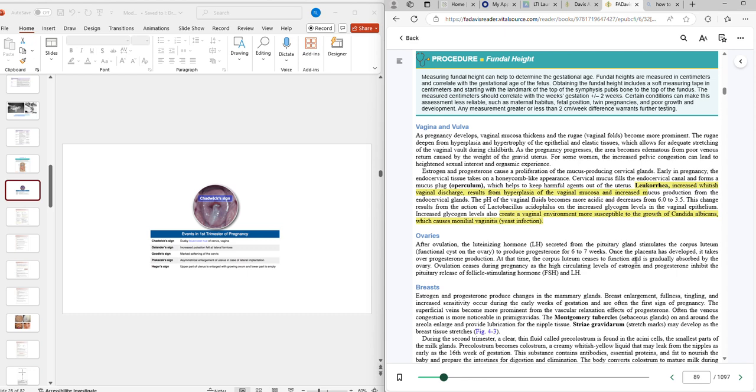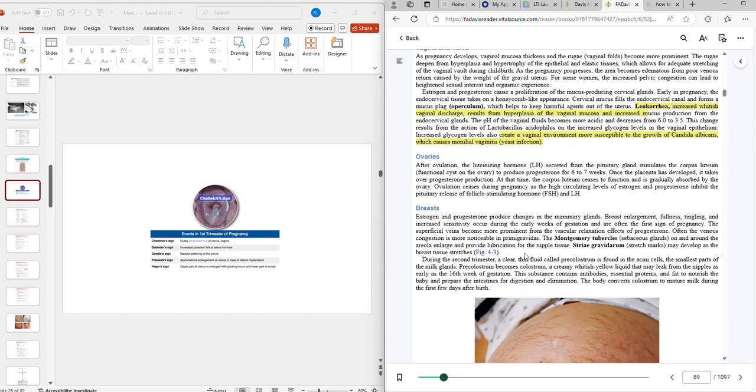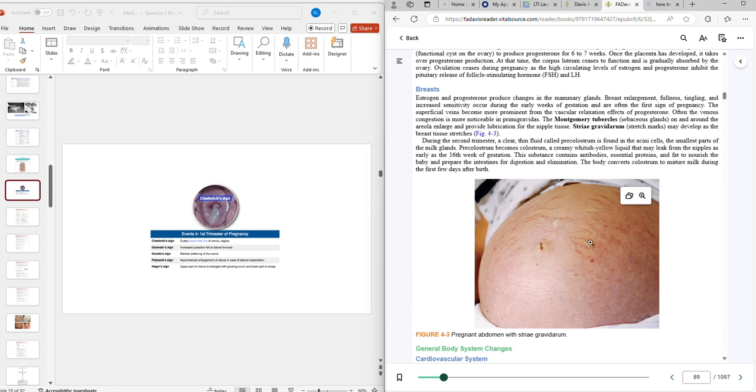Ovaries: your LH, luteinizing hormone, is secreted from your pituitary gland, and then you have your follicle stimulating hormone, your FSH. We'll talk more about those later on, but it has to do with the baby's fetal lung development, okay? So then you have breasts. You have striae gravidarum, which are stretch marks, and sometimes you can see these on the breast as well. This is the abdomen with the striae gravidarum, okay?